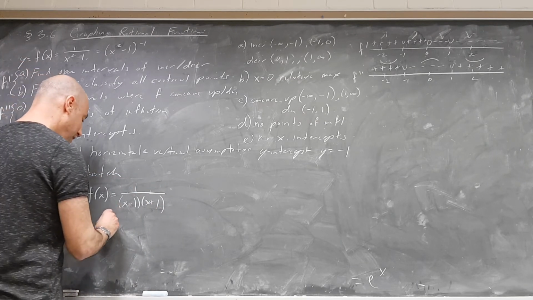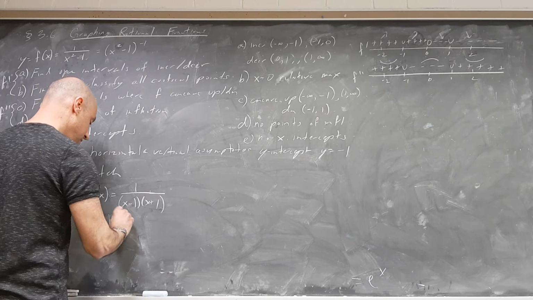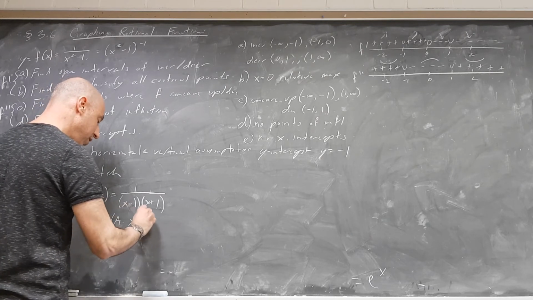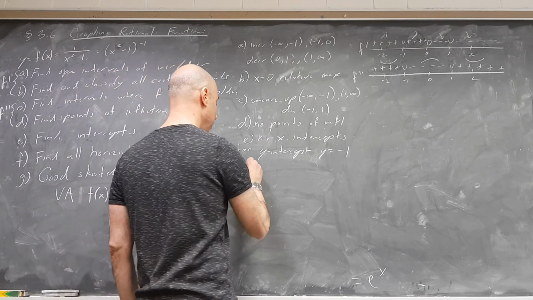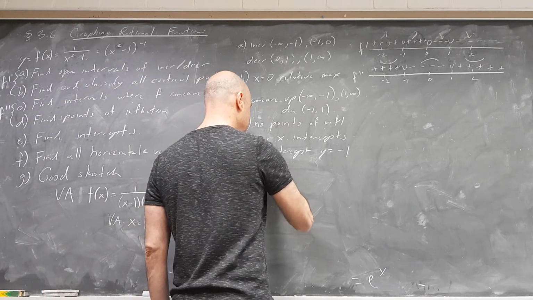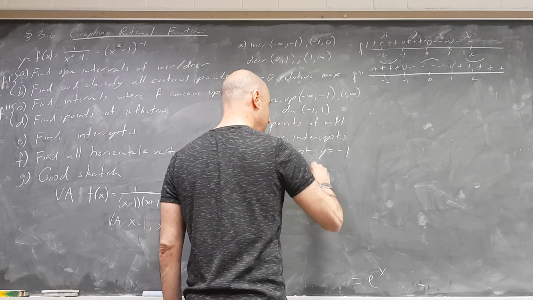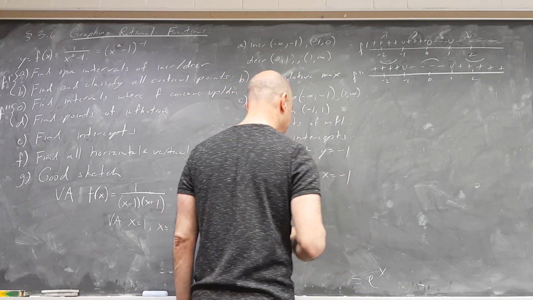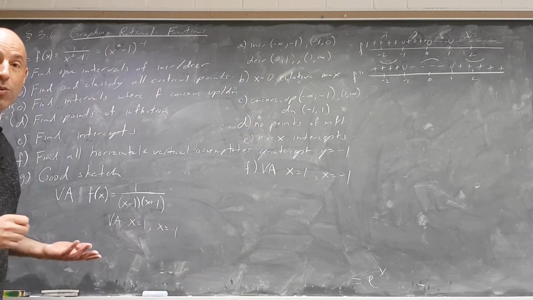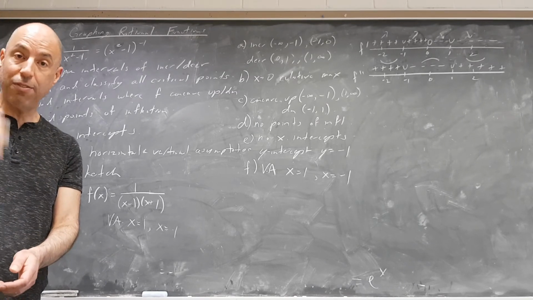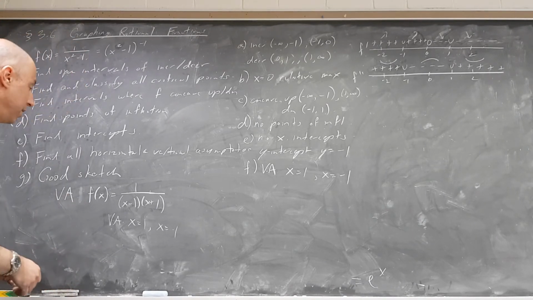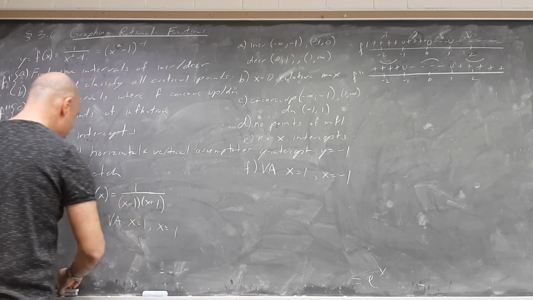So we have vertical asymptotes at x equals 1 and x equals -1. You can think of x equals 1 as a mark on the x-axis, but you can also think of it as an entire vertical line. And the horizontal asymptote. This is the new part.